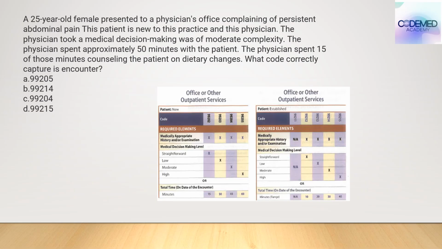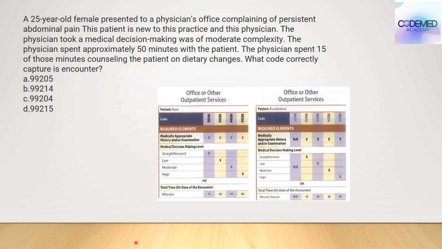A 55-year-old female presents to the physician office complaining of persistent abdominal pain. The patient is new to this practice, and the physician made a medical decision of moderate complexity. The physician spent approximately 50 minutes with the patient. The physician spent 15 of those minutes counseling the patient on dietary changes. What code correctly captures the encounter?